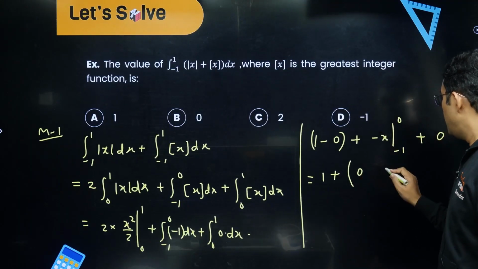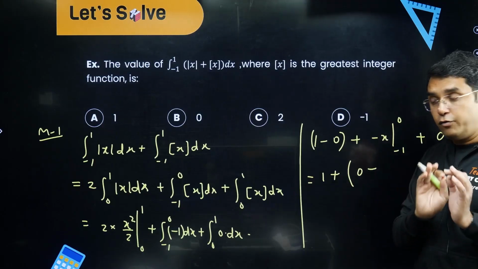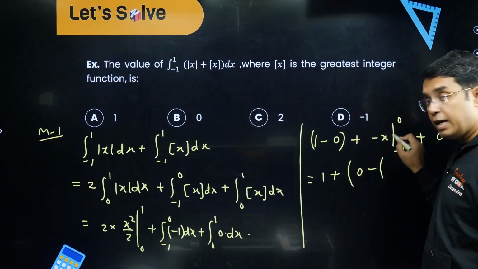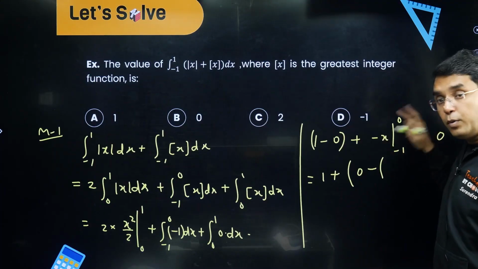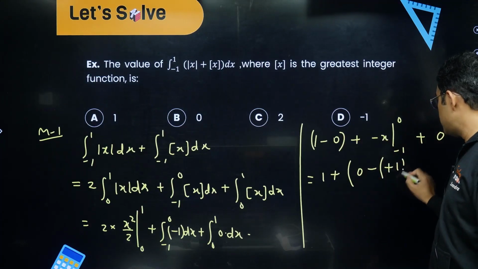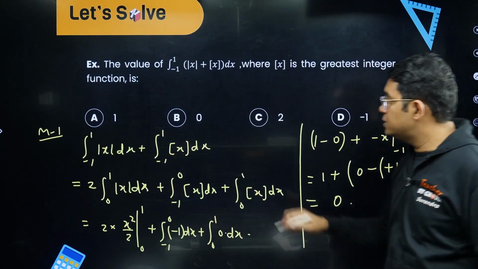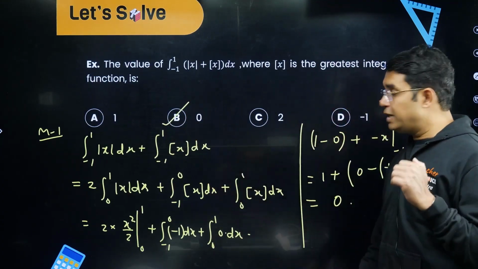So we get 1 plus, you put 0 here, so you will be getting 0, and then minus. Now please take care of all the minus signs: minus of lower limit, and there is one minus sign already in the expression, and then you are putting x as minus 1, so minus minus plus. So finally we will be getting 0 as the answer of this question. Okay, so that is one method.